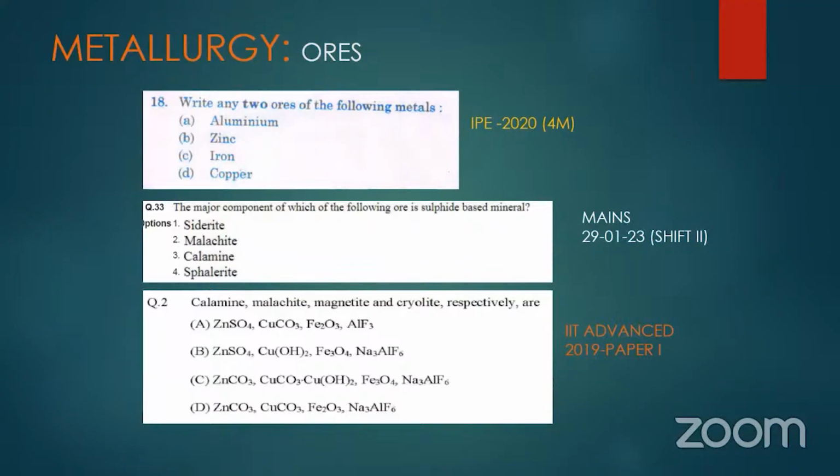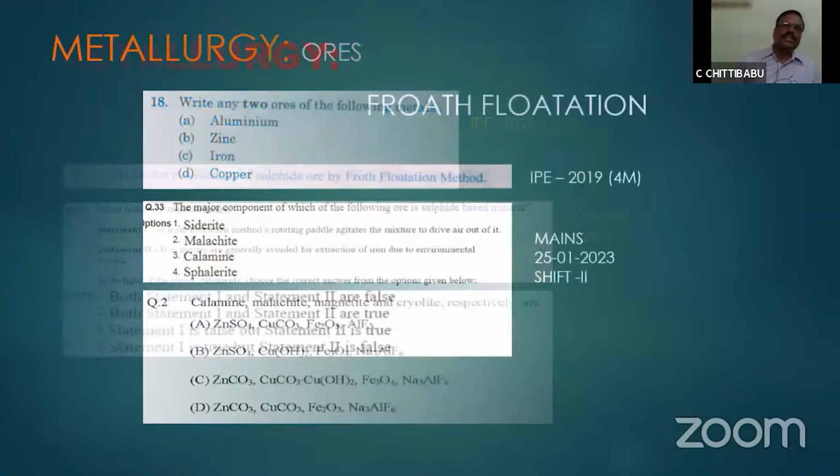The formula for calamine, malachite, magnetite, and cryolite. All these names are in the list in our textbook, in tabular form. And gentlemen, just by learning the ores, you are going to get a seat in Mains, and just by learning the ores, a seat in Advanced, because that question will be asked in both Mains and Advanced. Right, sir? Next, look at this question, sir.